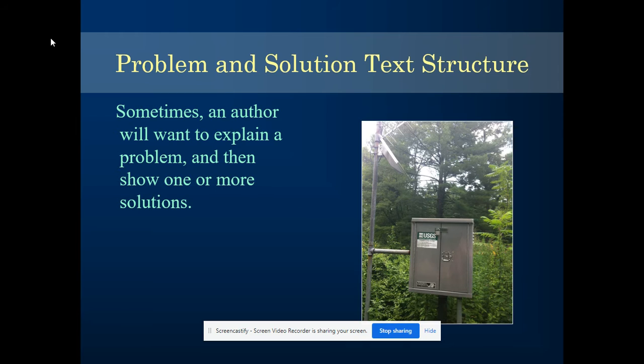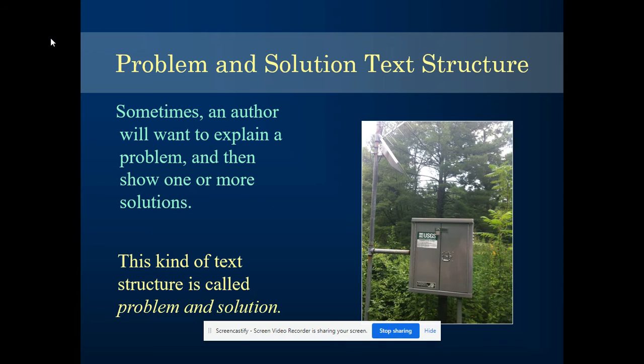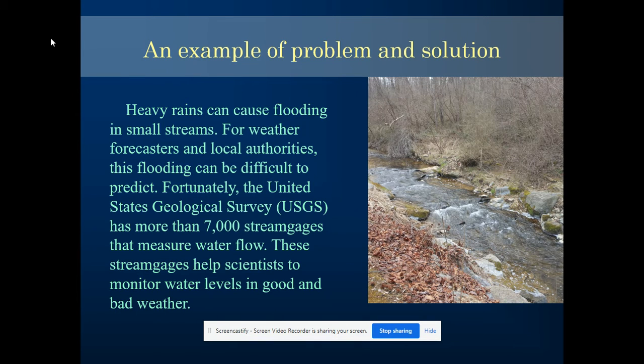So, problem and solution is when, as the name of it says, the author is telling you about a problem and then telling you how to solve it, how to make it better. So, let's go ahead and look at an example. Heavy rains can cause flooding in small streams. Uh-oh, that sounds like a problem. Flooding isn't good. For weather forecasters and local authorities, this flooding can be difficult to predict. That's a problem too. If they don't know that there's going to be a flood, how are they going to keep people safe? Fortunately, the United States Geological Survey, USGS, has more than 7,000 stream gauges that measure water flow.